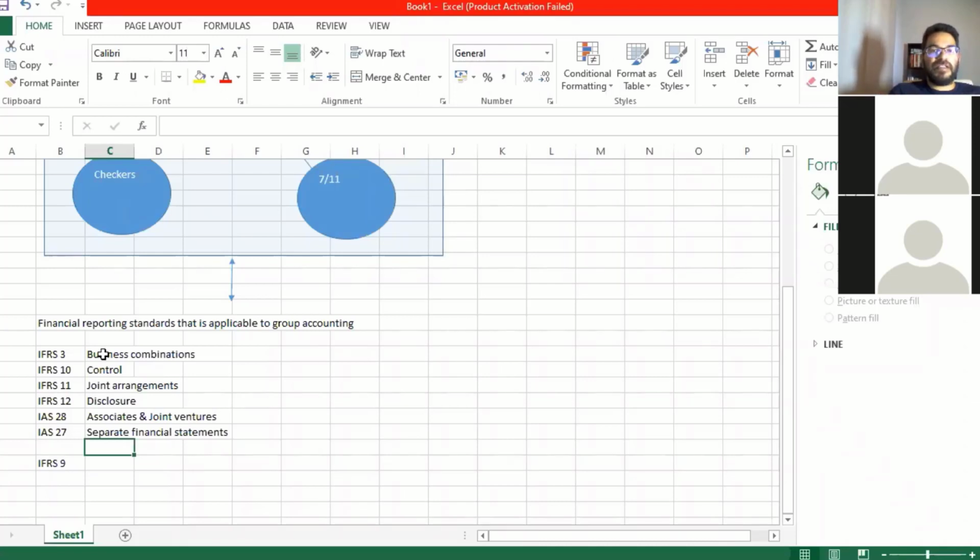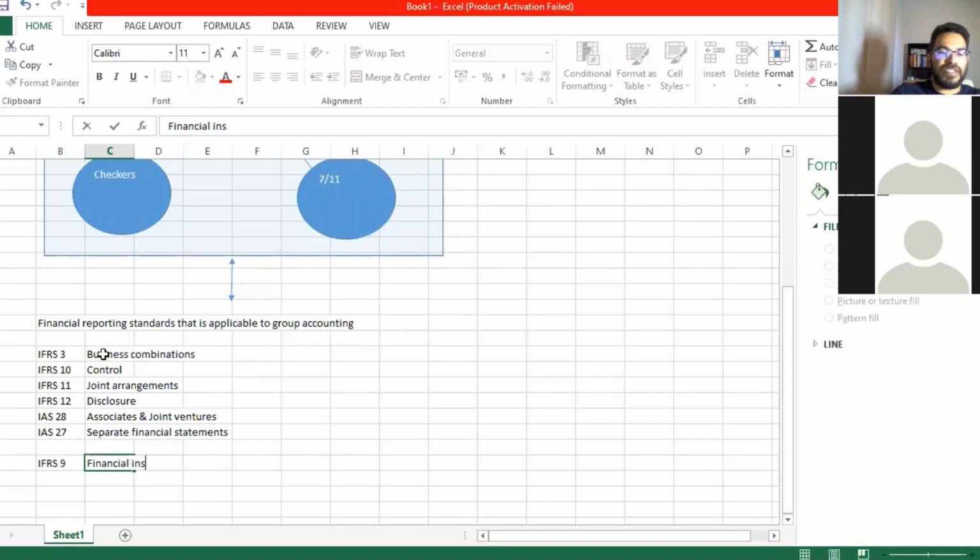From a group perspective, how does ShopRite, the group, deal with its investment in Checkers and 7-Eleven? And then ShopRite, the separate company, how does it deal with its investment in Checkers and 7-Eleven? So when you are looking at the separate company, ShopRite, then you use IAS 27. You must please be aware of that. Okay. Then we have IFRS 9. This deals with financial instruments.